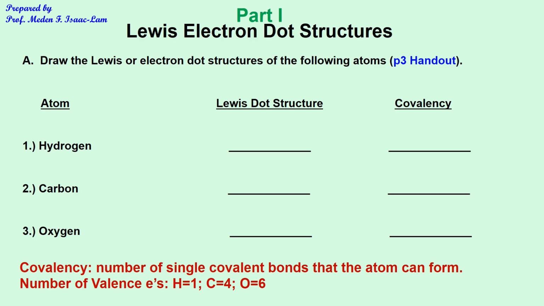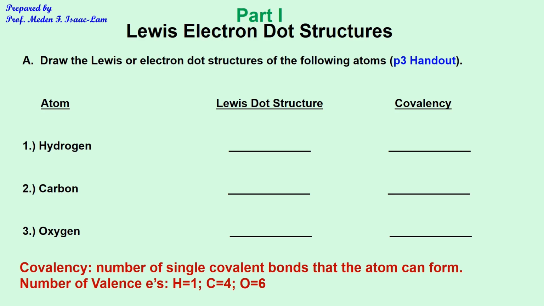The Lewis dot structure is dependent on the number of valence electrons in the atom. For hydrogen, you have 1. Therefore, you are going to write 1 dot. Since you only have 1 dot, the number of single covalent bonds that H can form is 1. Therefore, covalency is 1.